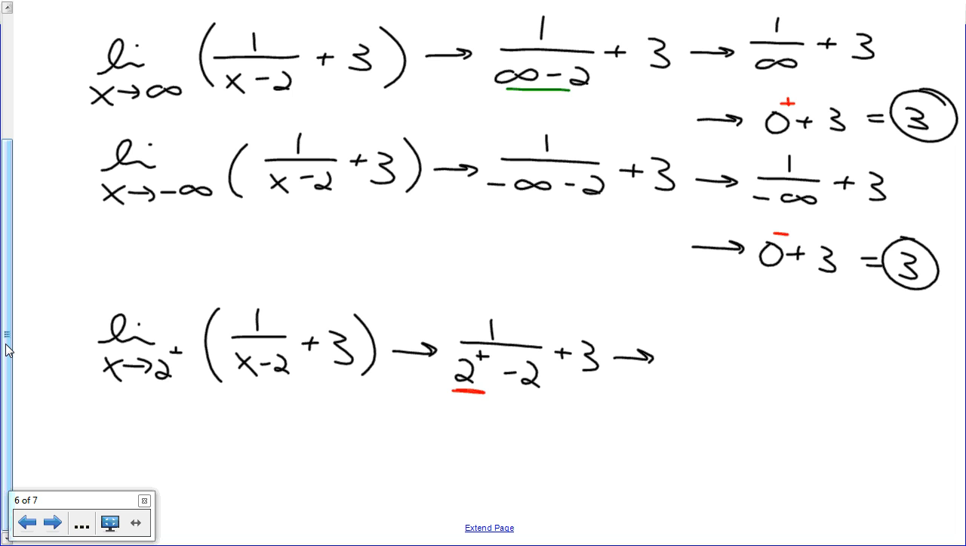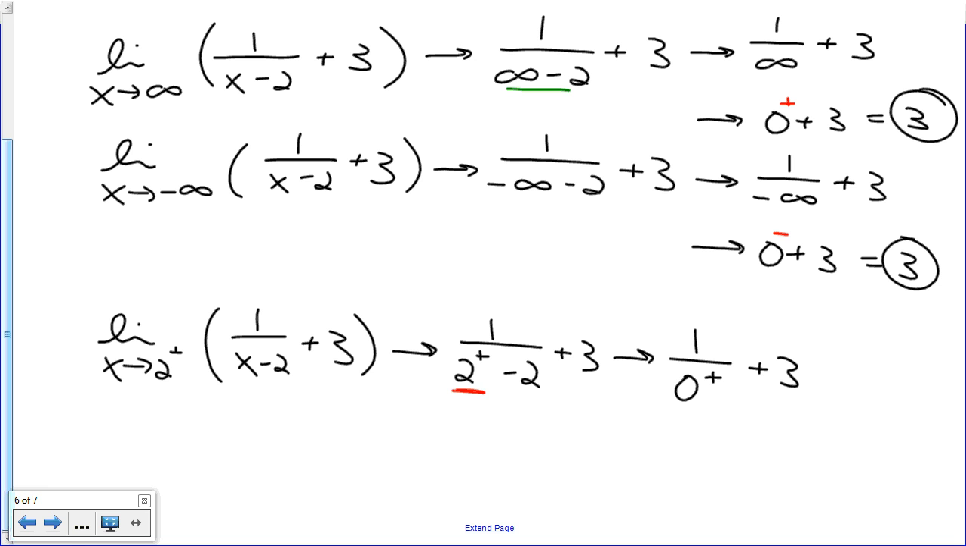So those are numbers that are just slightly more than 2. If I take a number slightly more than 2 and subtract 2 from it, I do approach 0, but I'm approaching 0 from the positive side. So this is 1 over 0 from the positive side plus 3. So the denominator is heading to 0 from the positive side. So 1 divided by 0, we know again is infinity, and since we're approaching from the positive side of 0, that's a positive infinity. And when we add 3 to that, that doesn't change the problem at all.